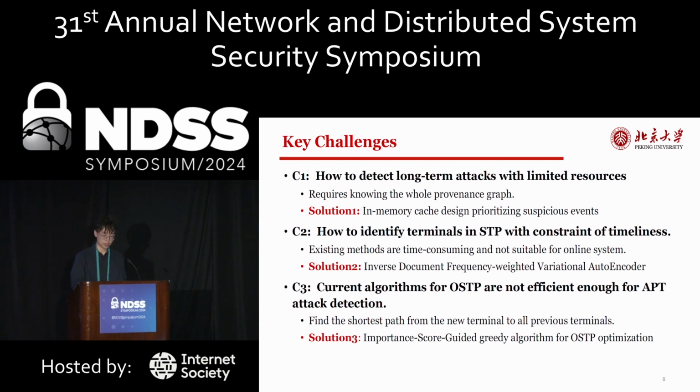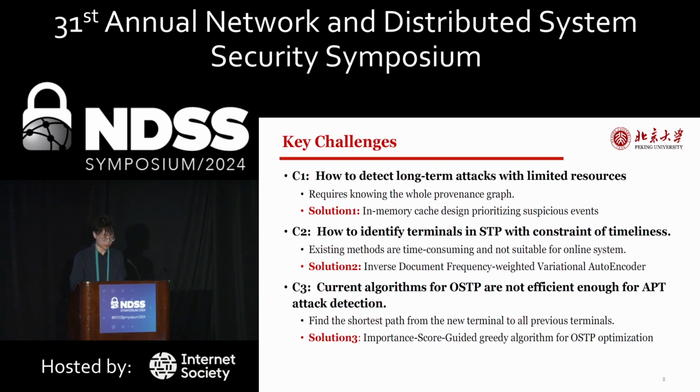However, there are three main challenges. The first is to detect long-term attacks with limited resources. STP requires knowing the whole graph in advance. However, it is impractical to keep all the data in the memory, and using a time window is easy to evade. To address this challenge, we propose an in-memory cache design with a scoring method to prioritize suspicious events. It can preserve the suspicious events in the memory and evict the normal logs to the disk.